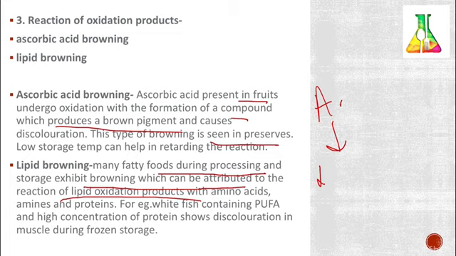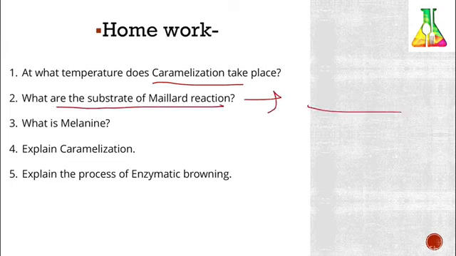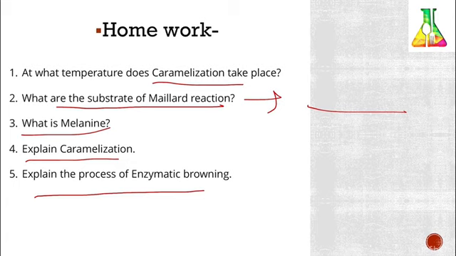Okay, so moving to the next, here are some questions for your homework. You should try them. The first question is, at what temperature does caramelization take place? I had told you that caramelization of sugar takes place beyond its melting point. I have also mentioned the temperature there. Okay, so what are the substrates of Maillard reactions? You have to write the enzymes and their substrates. What is melanoidin? It is one of the easiest questions. Explain caramelization and explain the process of enzymatic browning.